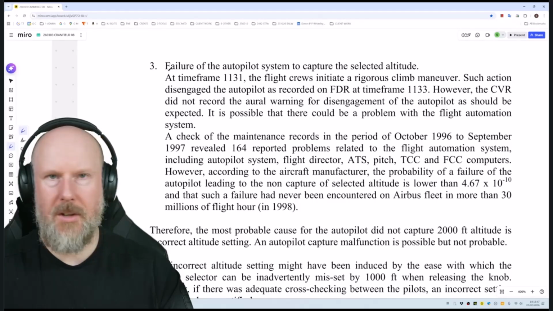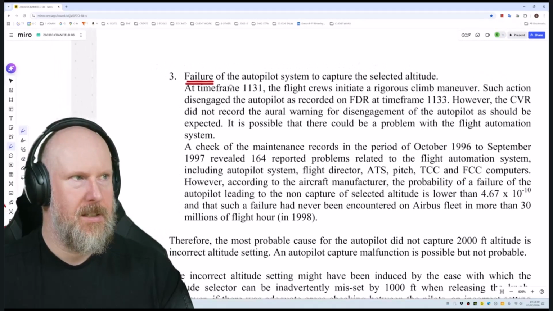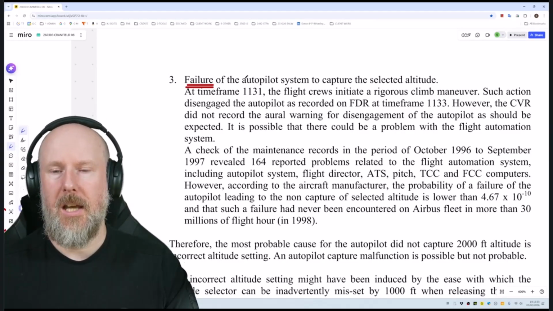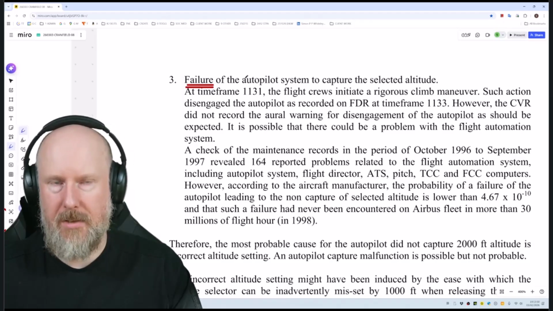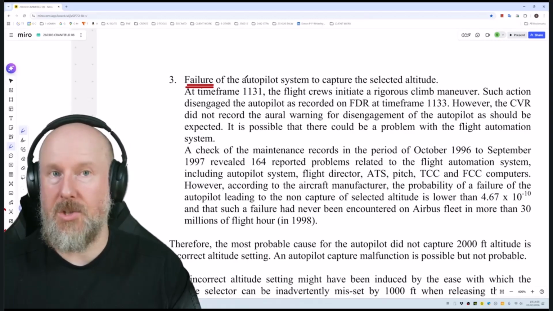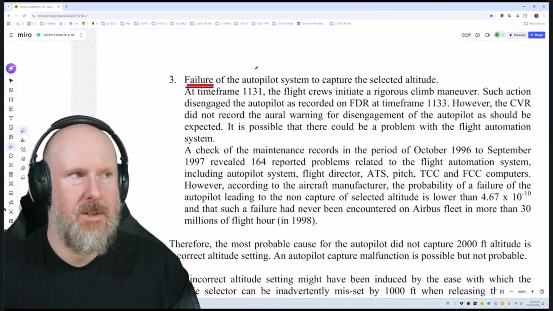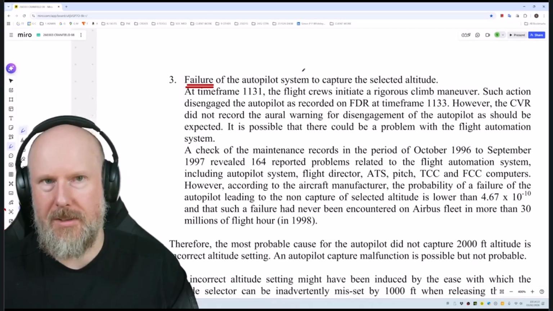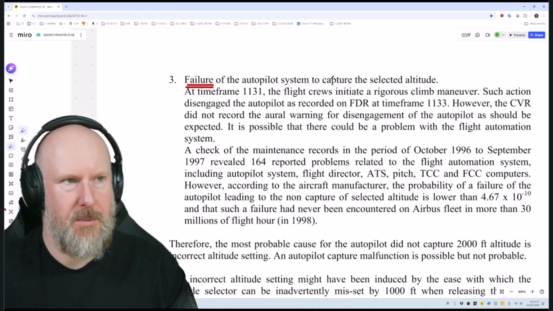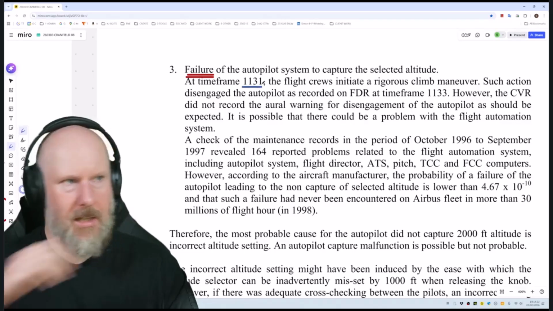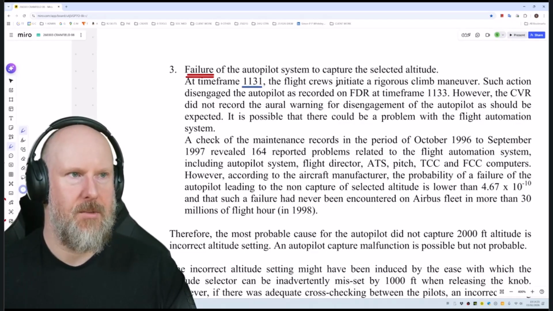So notice the word failure there, everybody. So yes, there could have been a genuine failure with the autopilot system, absolutely. But that's not just what we're looking at as part of a STAMP-based investigation. We're also looking at reasons why it behaved the way it did, which was not due to a failure. It was due to what I call a dangerous success. So the thing has behaved as it's designed. The fact that it's designed to result in a bad outcome is an issue we'd need to look at as part of the investigation. So at time frame 1131, the flight crews initiate a rigorous climb maneuver.